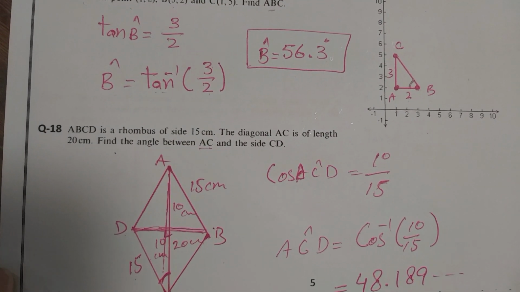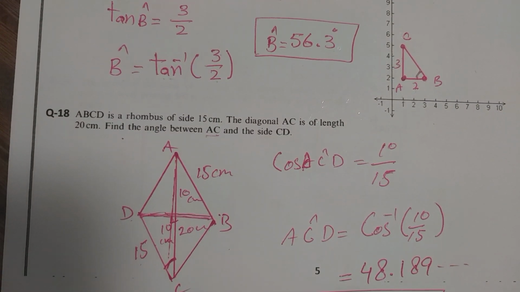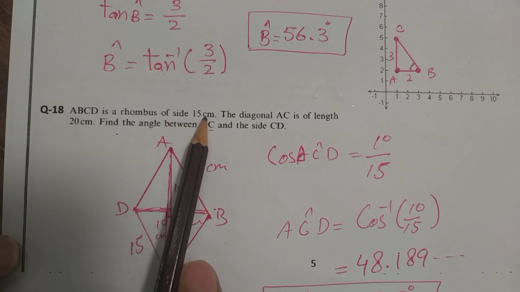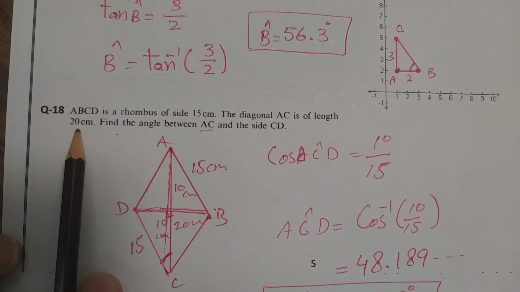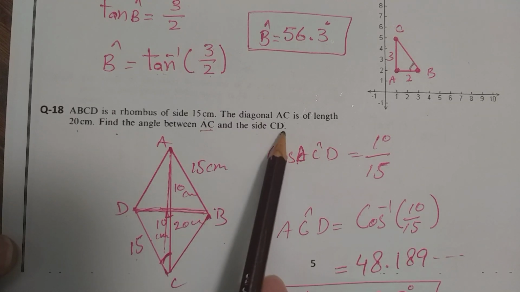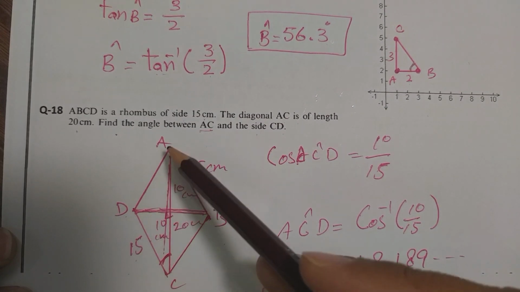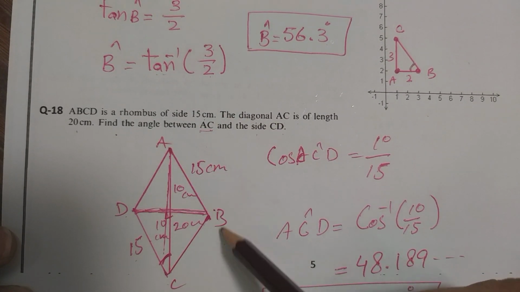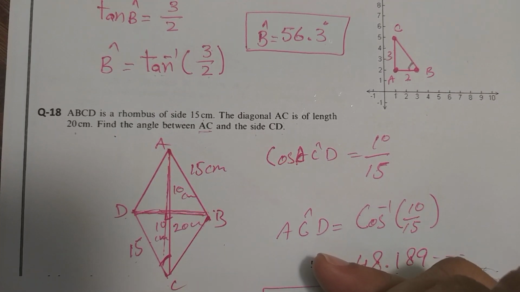Question number 18 on page number 5. We are given the information ABCD is a rhombus of side 15 centimeters. The diagonal AC is of length 20 centimeters. Find the angle between AC and the side CD. So I just make a rough sketch of the rhombus. So this is again A, B, C, D. I draw it clockwise here. So this is the order. Otherwise if you do it out of order, you cannot find the solution.